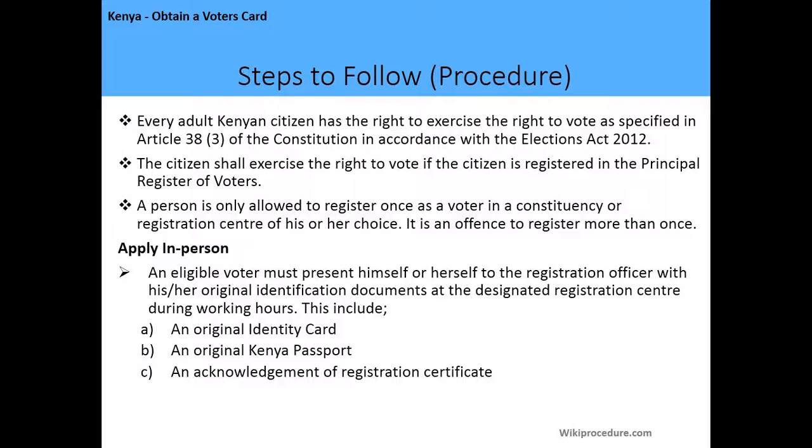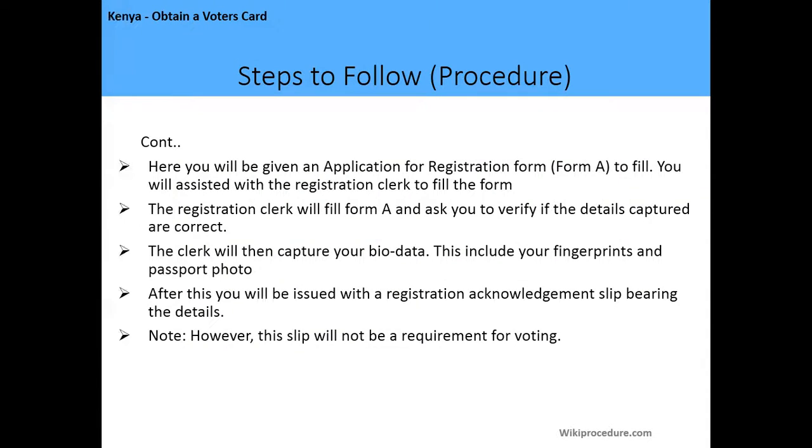First of all, an eligible voter must present him or herself to the registration officer with his or her original identification documents at the designated registration center during the working hours, and these include an original identity card, an original Kenyan passport, and acknowledgement of registration certificate, also known as a waiting card.